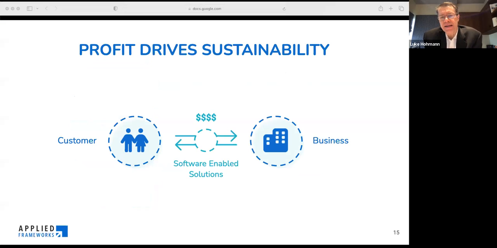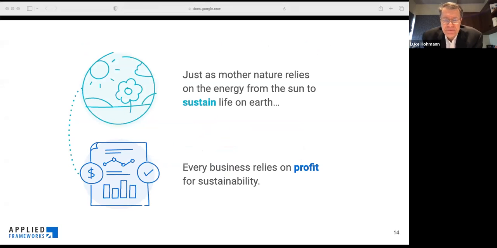Well, our perspective is kind of an organic perspective. Just as Mother Nature relies on the energy from the sun to sustain life on Earth, every business relies on profit for sustainability. And the metaphor is profound. We believe in sustainable businesses.